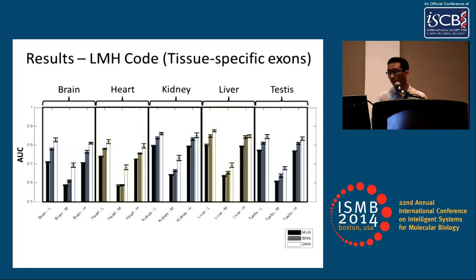And that's why we decided to look at the tissue-specific exons. So these are what we believe to be actually hard examples to predict.